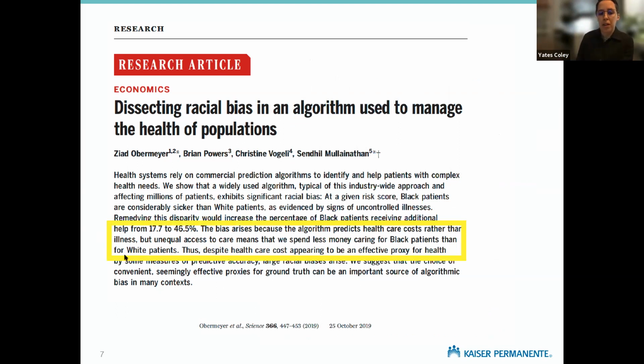So the crucial flaw in this algorithm and how it is used is that the algorithm actually predicts the amount of money spent on a patient's healthcare, not their actual needs. And since institutionalized racism affects every aspect of our lives, including healthcare, less money is spent on caring for Black people than is actually needed to meet their healthcare needs. So using healthcare costs as a proxy for needs underestimates the needs of Black patients.